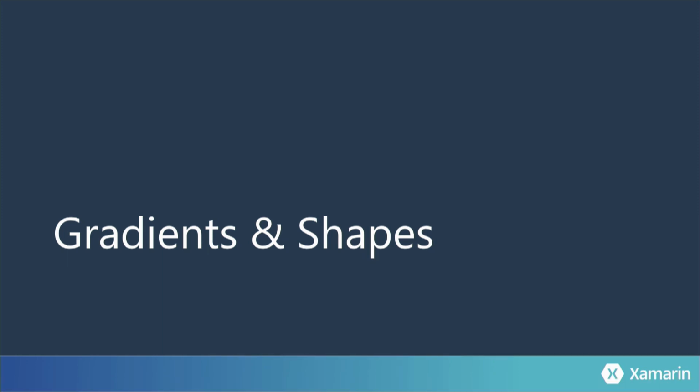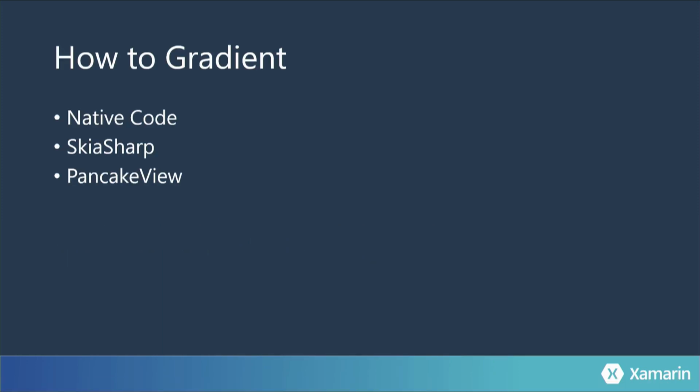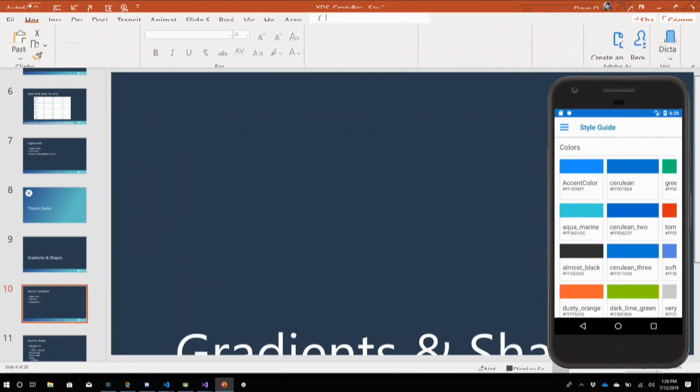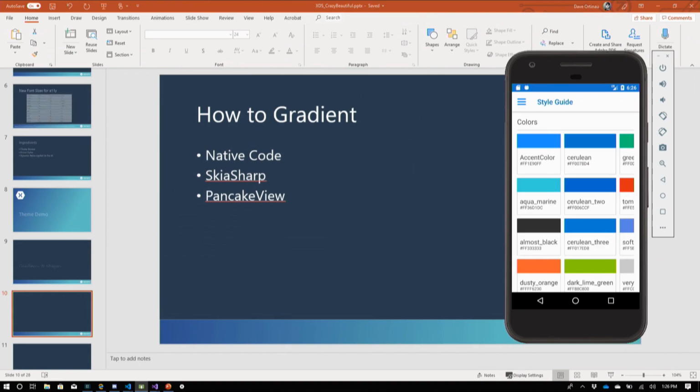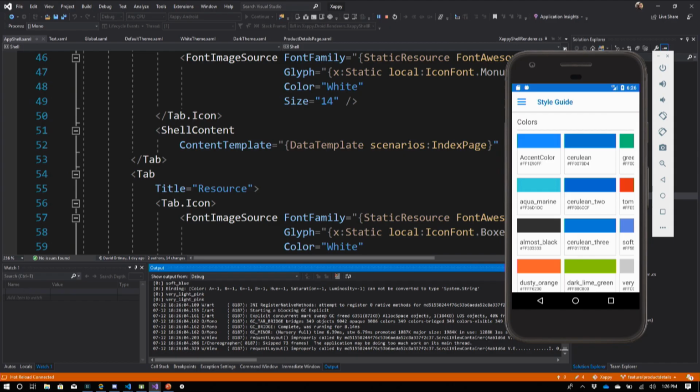Since gradients are becoming so popular, how can you do this? Well, you've got some options. Oh, look, there's my little emulator. You can't see my emulator because it's on the other screen, but it's so tiny. All right, we're back. Here we go. Exit the slideshow. You can do it. All right, you see that? Let's go back to the code so you can see it's running.